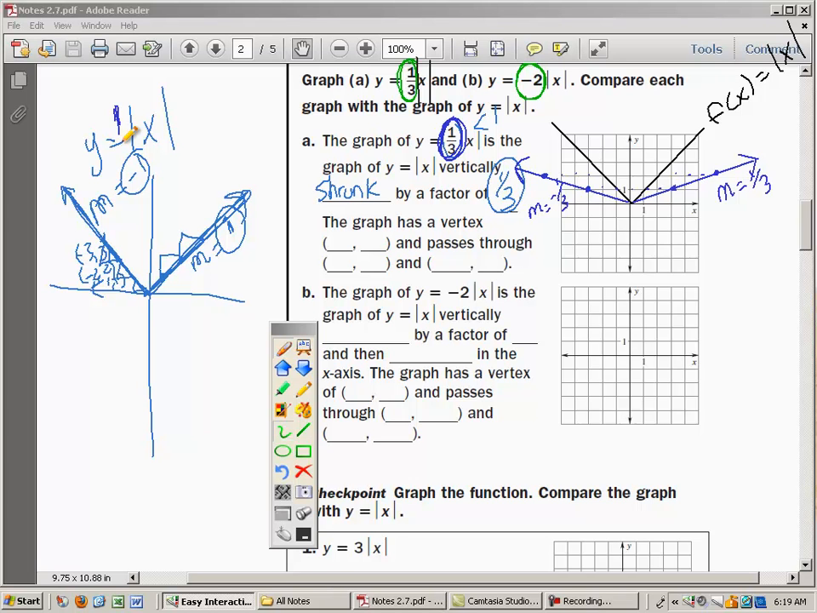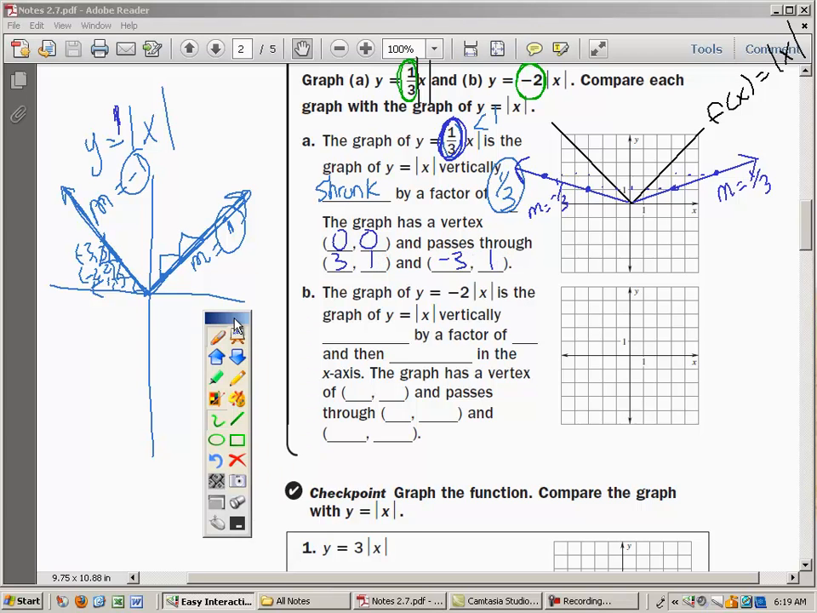The next thing we're going to take a look at is y equals -2 times the absolute value of x. Oh, by the way, to fill in the rest of these boxes, the graph has a vertex of (0, 0). And because we've now said that the slope is 1/3, we're going to rise 1, run 3. It's going to go through the points (3, 1) and (-3, 1). All right, what about the next? We said the graph of y equals -2 absolute value of x is the graph of y equals absolute value of x, but it's vertically stretched.